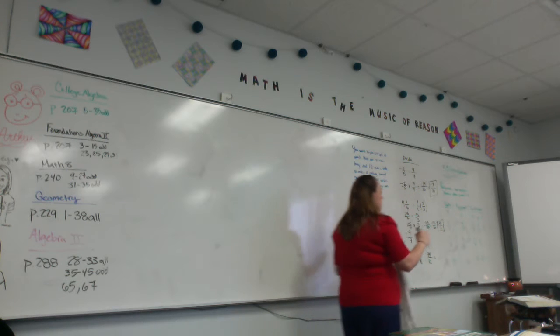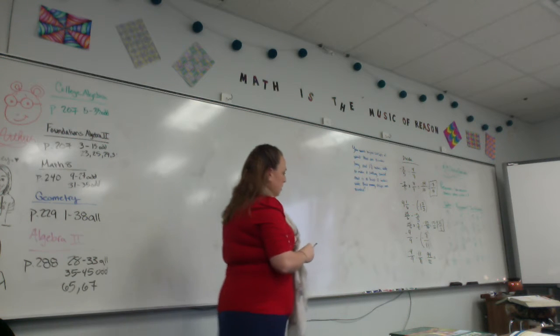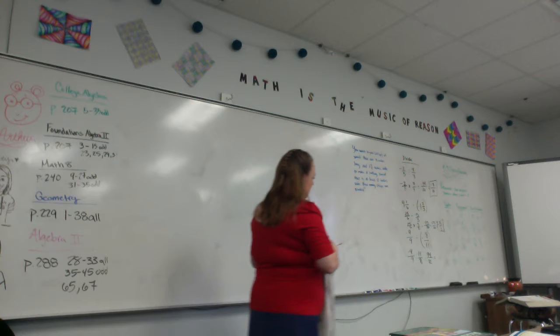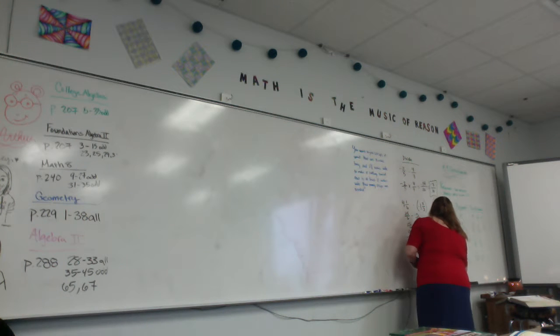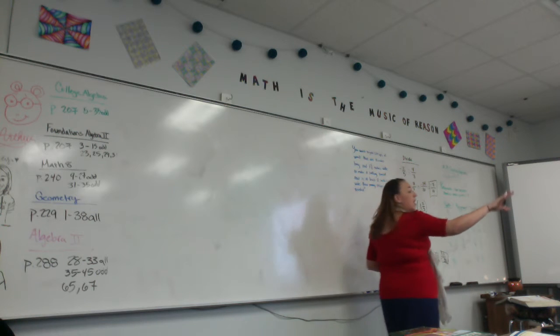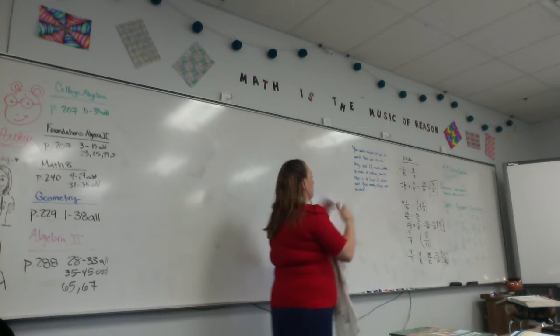And what does that reduce to? You could both divide it by 2. 22 over 36. And then you can still divide it by 2. That would be 11 over 18. Beautiful. You're getting them right.